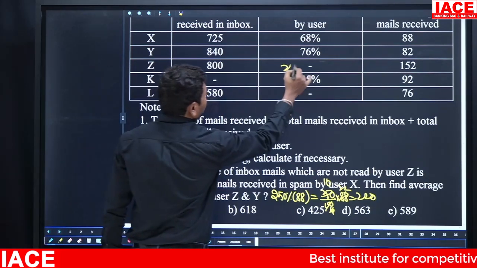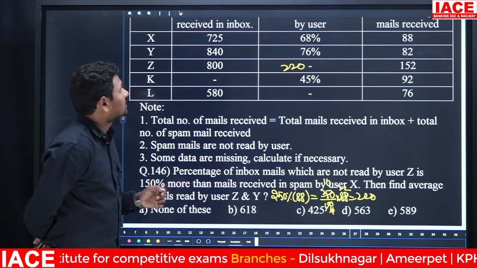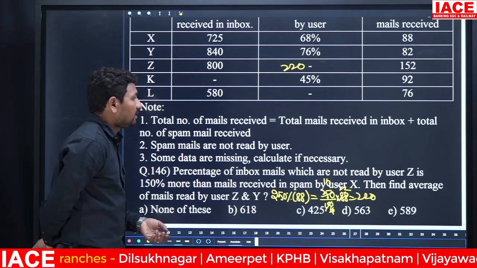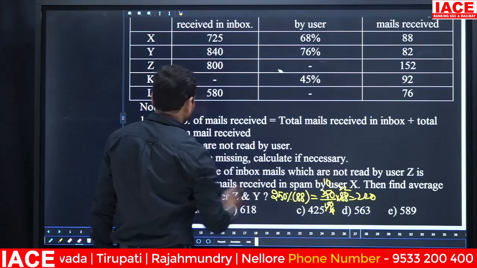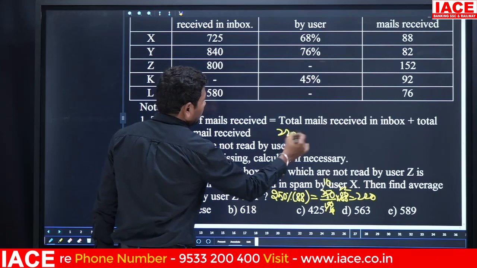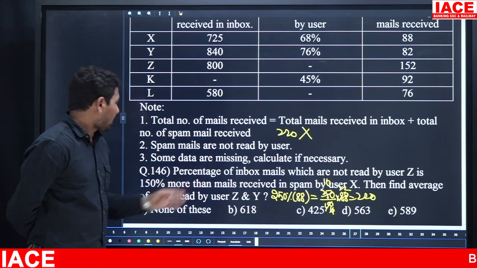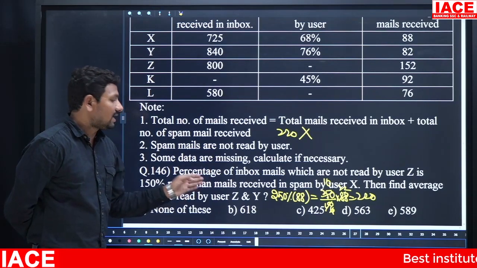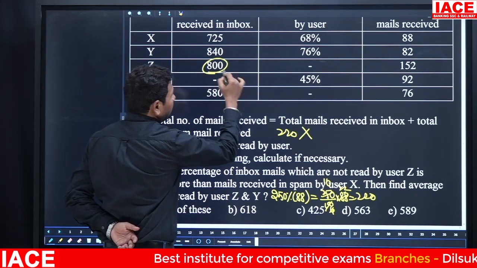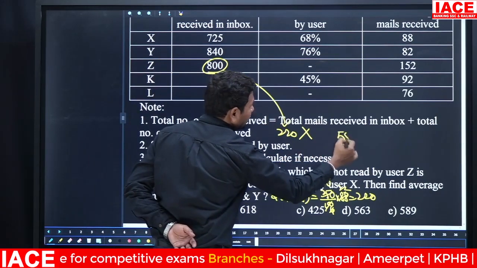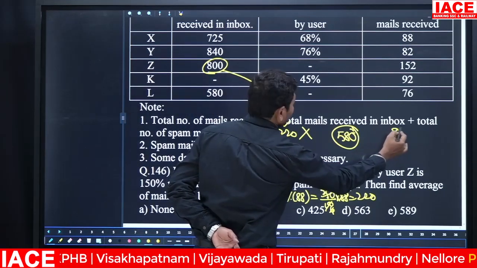That is belongs to Z. 220. Okay. Percentage of inbox mails which are not read by user Z is 150% more than that. 220 is not read, not read by who? Z. Then find average of mails read by user Z and Y. From 800, 220 is not read, means remaining is how many? 580 is read. And next coming to Y, 840 mails are there.